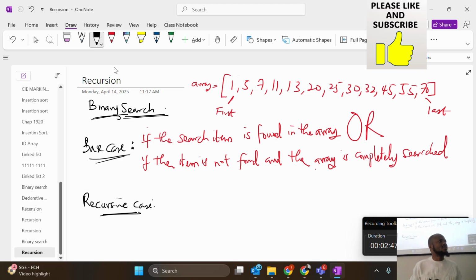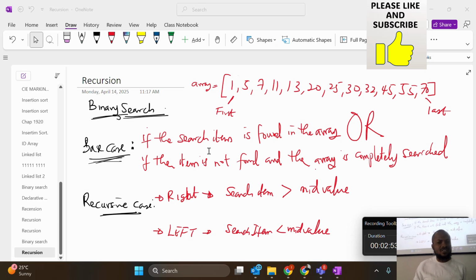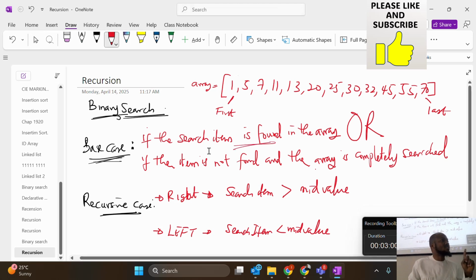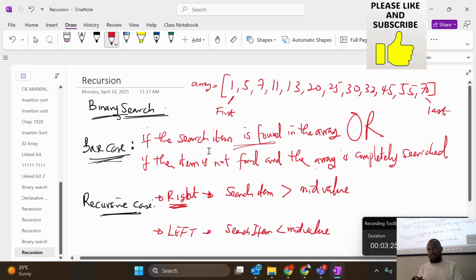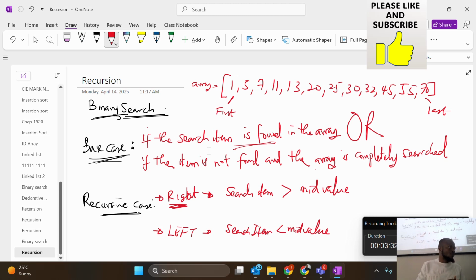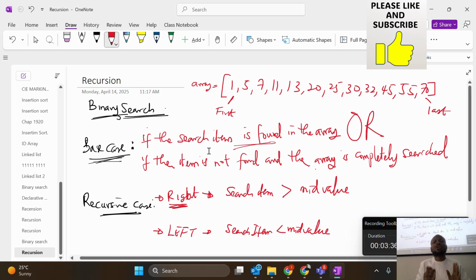Okay, the recursive case. Now tell me, how do you identify the recursive case? Like I said, your recursive case will be determined by two points. Remember in our last class, if your item is not found, we either check to the left or to the right. So that means the left and right is that point where you have to recall your function. Is that understood? So we check to the right if the search value is greater than the mid value, or you search to the left if the search value is less than the mid value. Is this understood? Whether you use less than or greater than depends on whether the question is ascending or descending.